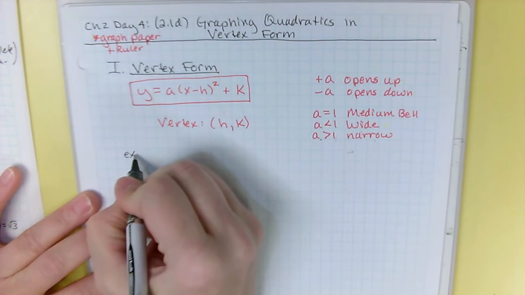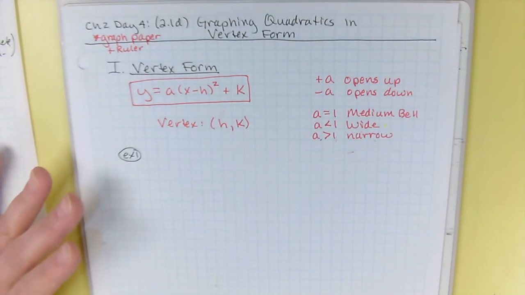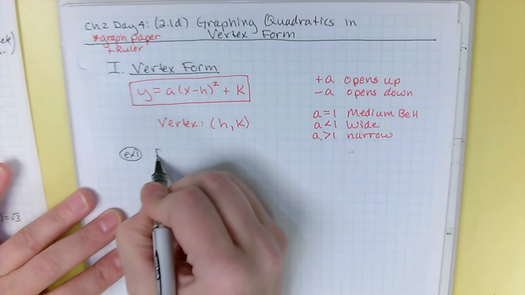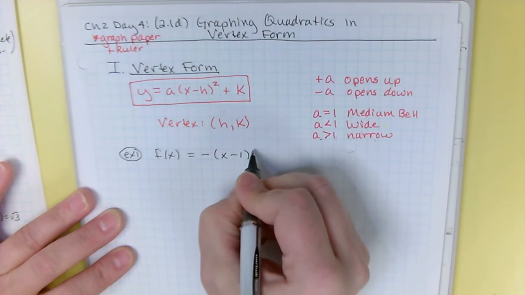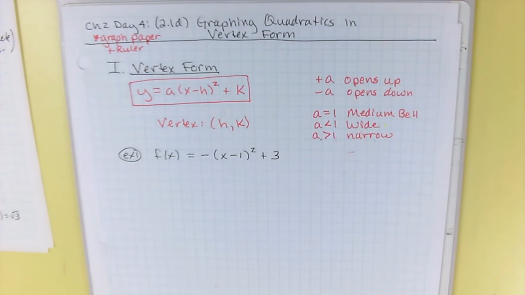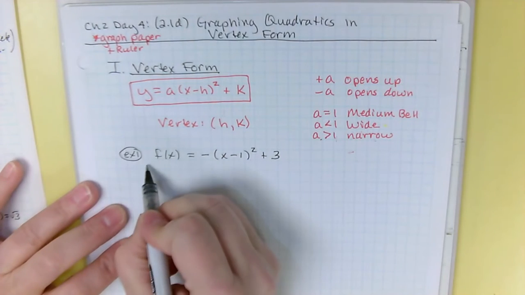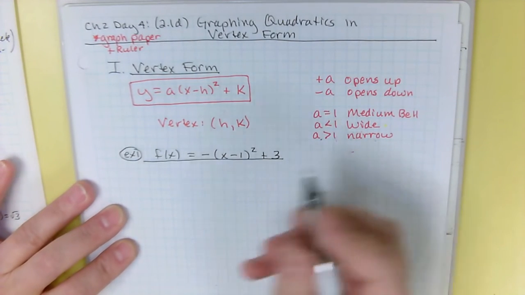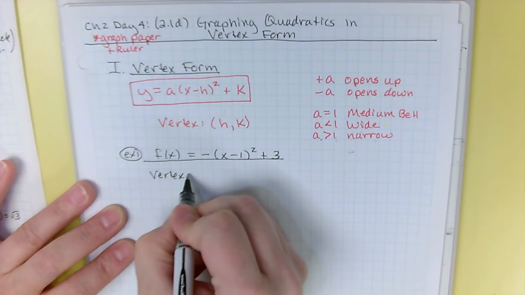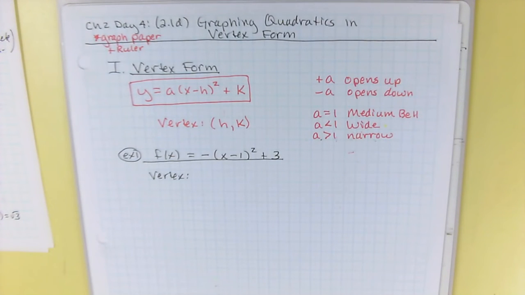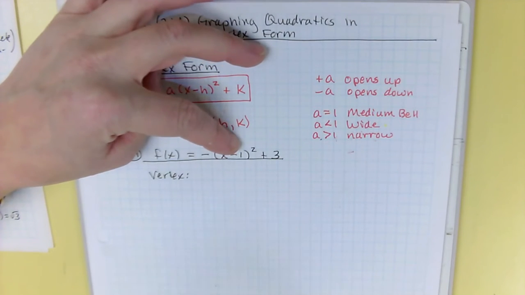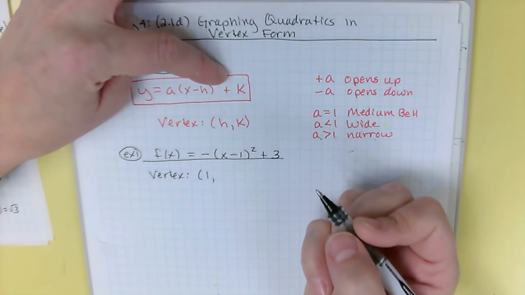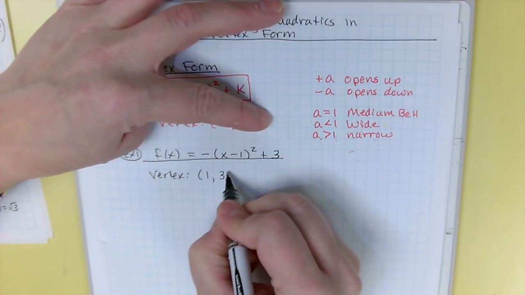Okay, so let's do an example. We're going to start just by looking at a vertex form equation and identifying pieces of it. So f of x equals negative (x minus 1) squared plus 3. All right, easiest thing to get off vertex form is the vertex. So the h is the x coordinate. Remember, it's the opposite sign. So it's a positive 1, comma, the k, it's plus k. So what you see is what you get. It's a positive 3.